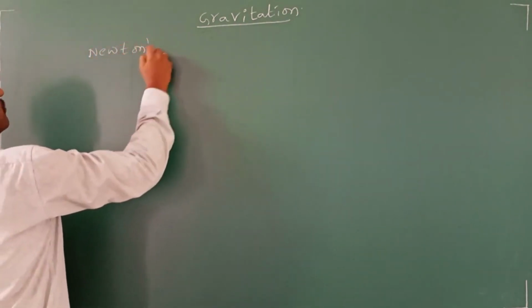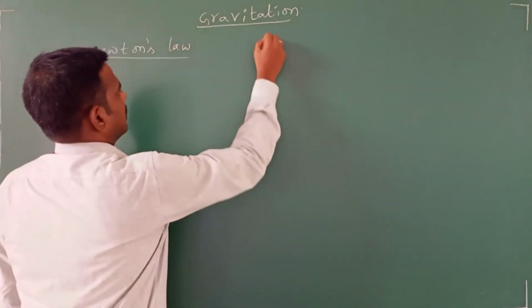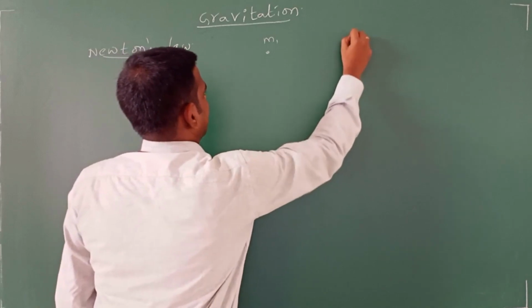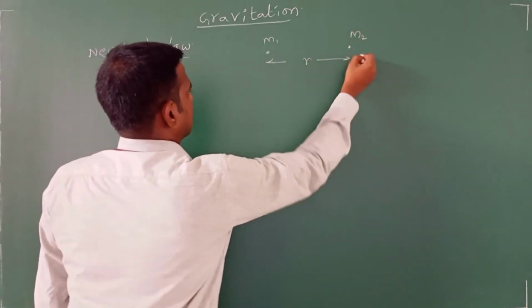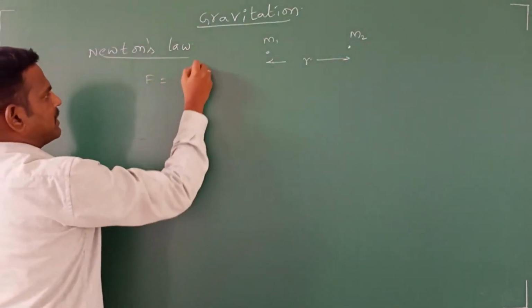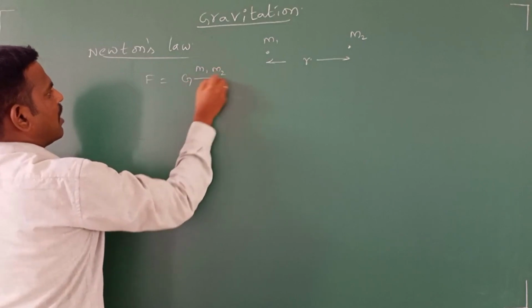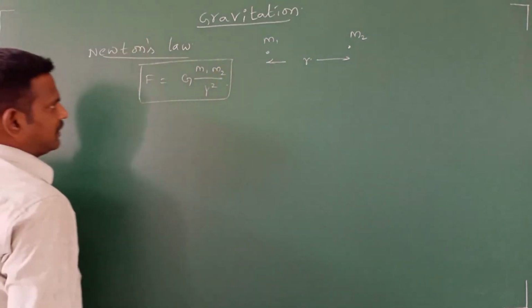So, Newton's law of gravitation. What is Newton's law of gravitation? If two point-sized masses m1 and m2 are separated by a distance r, the force of attraction between the two masses is given by the formula G m1 m2 upon r square. This is the formula for Newton's law of gravitation.